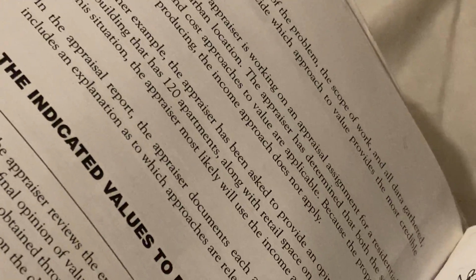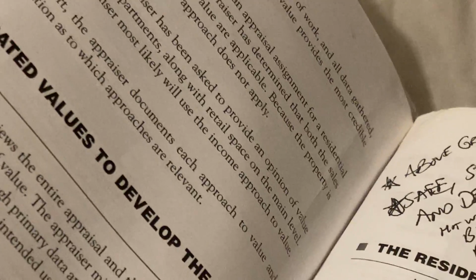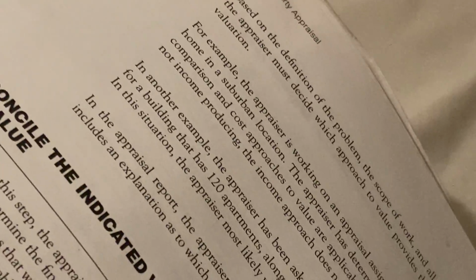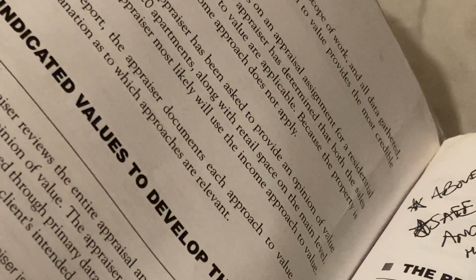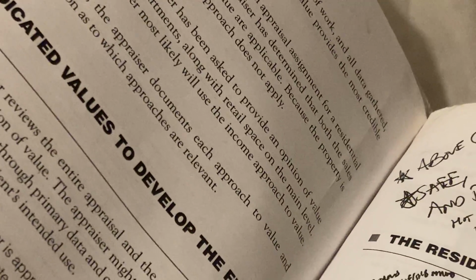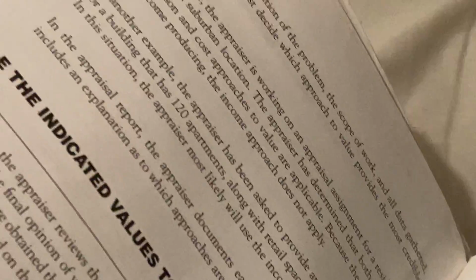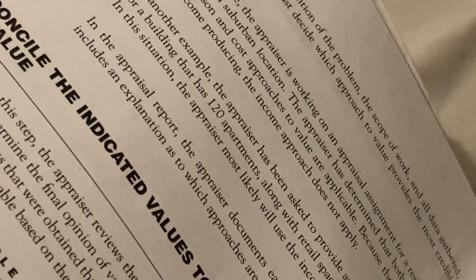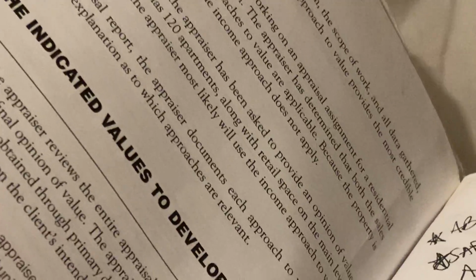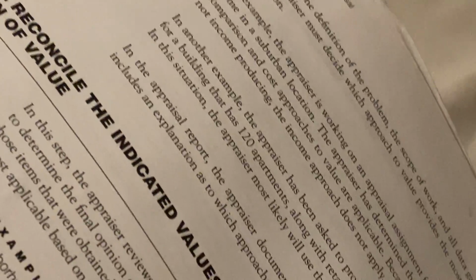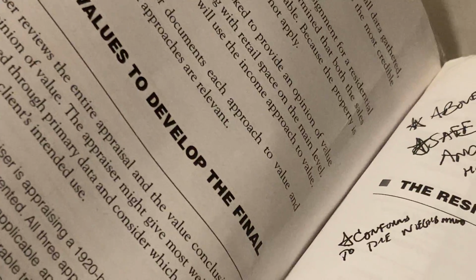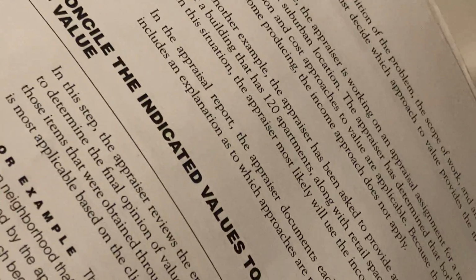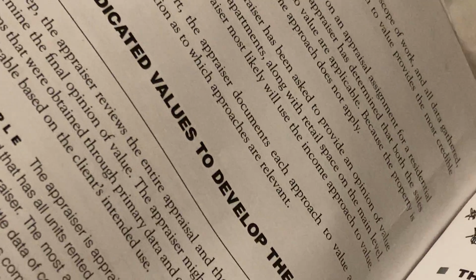In another example, the appraiser has been asked to provide an opinion of value for a building that has 120 apartments, along with retail space on the main level. In this situation, the appraiser most likely will use the income approach to value. In the appraisal report, the appraiser documents each approach to value and includes an explanation as to which approaches are relevant.